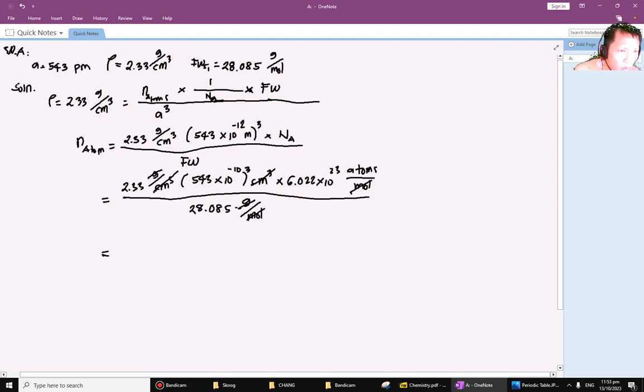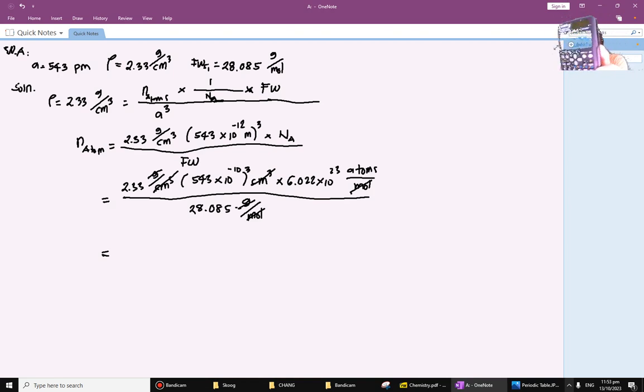So now group all those at the top. You can get a calculator and then we just plug those numbers: times parenthesis 543 exponent negative 10 and then raised to 3, which is cubed, and then times 6.022 exponent 23, then divided by 28.085. So the answer is 8. So I told you the answer. So there are 8.